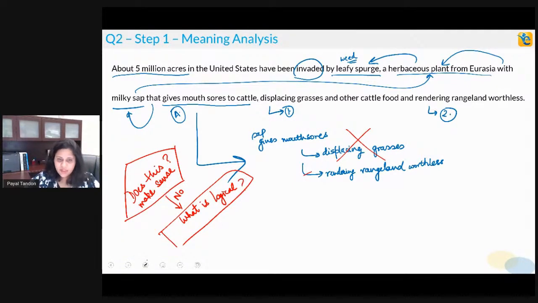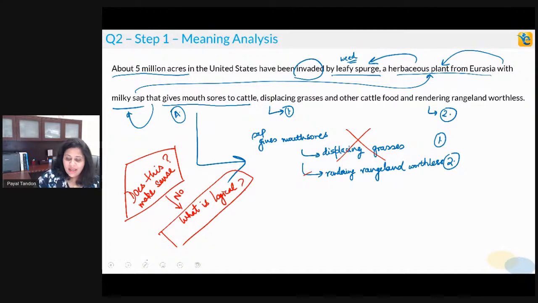Okay. Now, what makes logical sense? What we are talking about is actually related to parallelism. Another way to think about this is that these two things don't make sense together in a list. Displacing grasses and rendering rangeland worthless are not really linked together. They are not at the same level in the list.